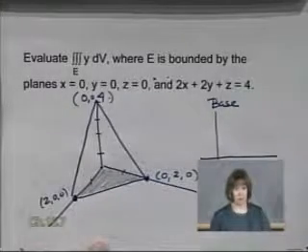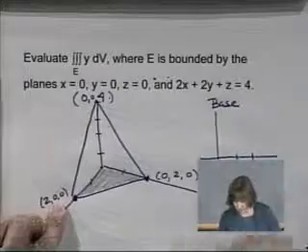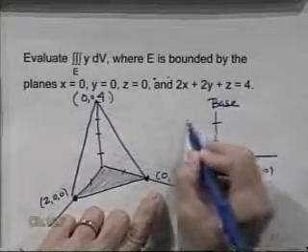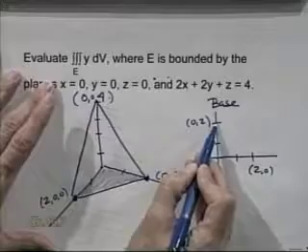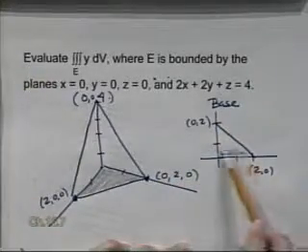Maybe I'll get my equations a little bit better this time. This is the point (2, 0). This is the point (0, 2). This is the line that connects them, and the region, that base, looks like this in the xy plane.